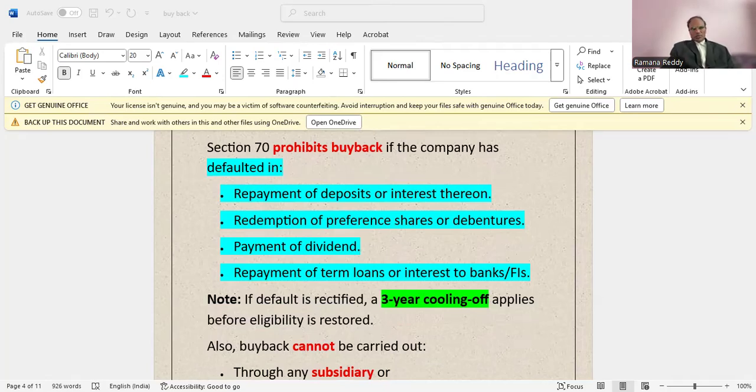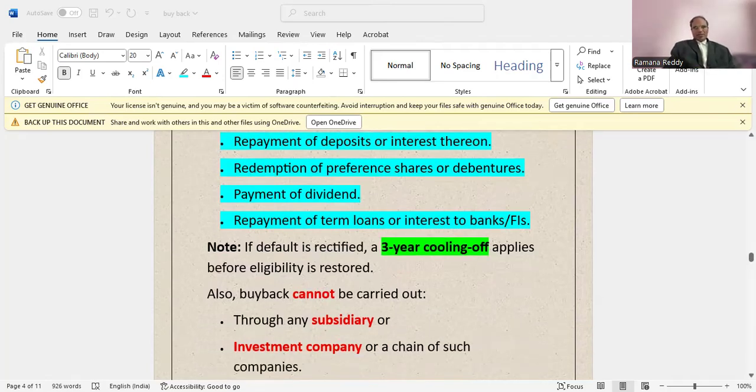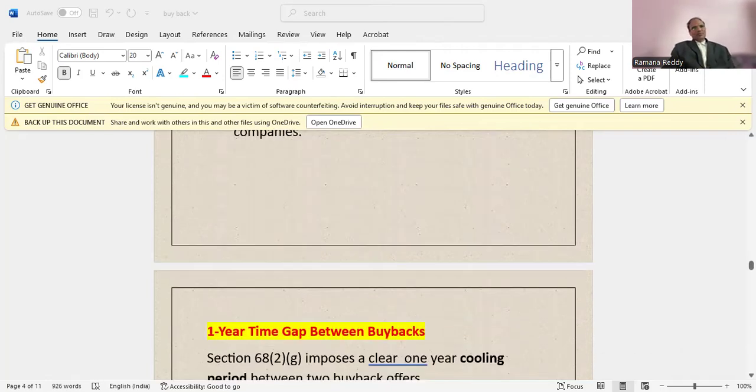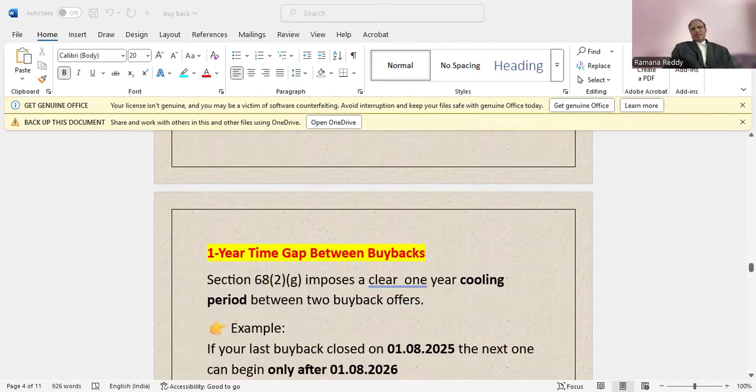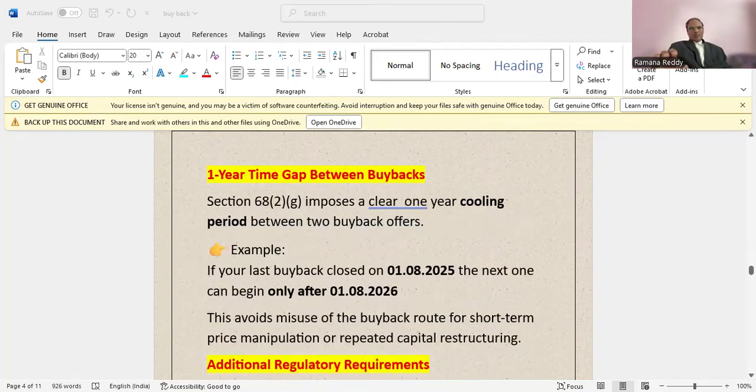Buyback cannot be carried out through any subsidiary company or investment company or a chain of such companies. There must be a 1 year time gap between two buybacks. Section 68(2)(g) imposes a clear 1 year cooling period between buyback offers. Suppose your buyback closes on 1st August 2025, then the next one can begin only after 1st August 2026. This avoids misuse of buyback rules for short-term price manipulation or repeated capital restructuring.